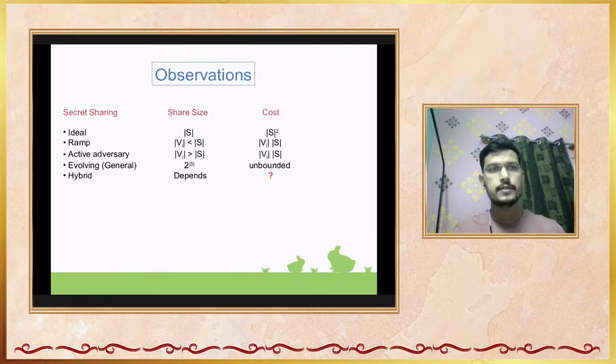And here are some immediate observations. In the case of ideal secret sharing, we know that the share size is the same as the size of the secret, and when n participants are involved, the cost changes. In the case of ramp secret sharing, we know the share size is lesser than the size of the secret, and whenever we are dealing with malicious adversaries, the share size is known to be greater than the size of the secret. There are some other notions as well, such as evolving and hybrids of these notions.